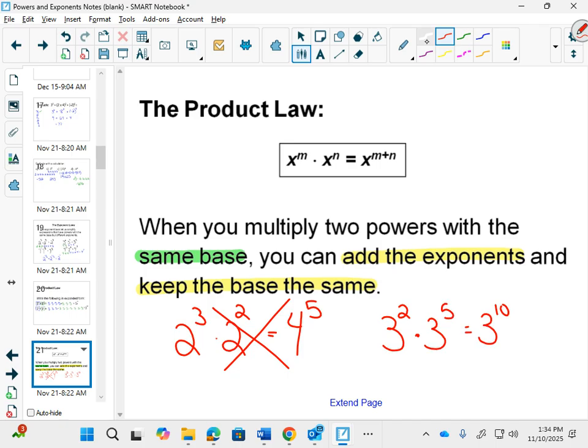What did the student do here? Added wrong, it should be a 7 instead of a 10. But they were thinking multiplying, right? Because you're multiplying. And then they saw the 2 and the 5, and what did they do? They multiplied them instead of added them. This is wrong.